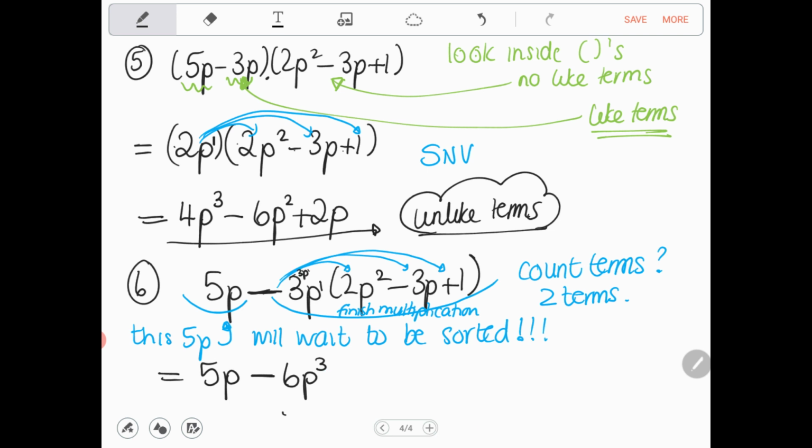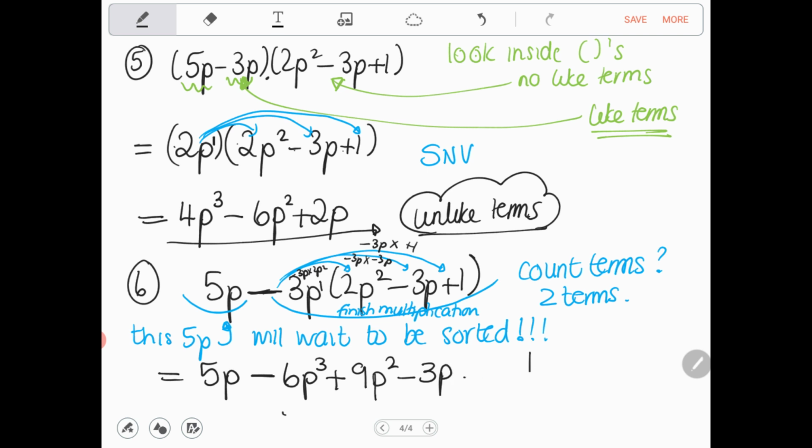Negative 3p times 2p squared. Okay, the next one is a negative 3p times a negative 3p, which will give you a positive 9p squared. And then the last one is negative 3p times a positive 1, which gives me a negative 3p.